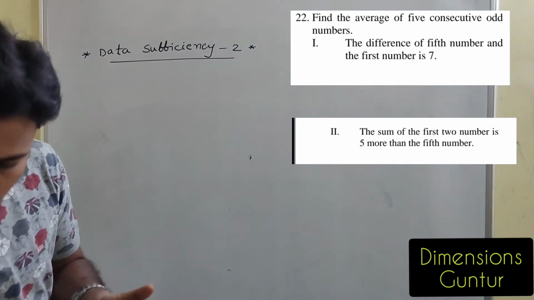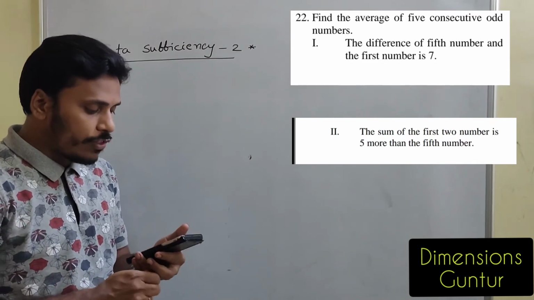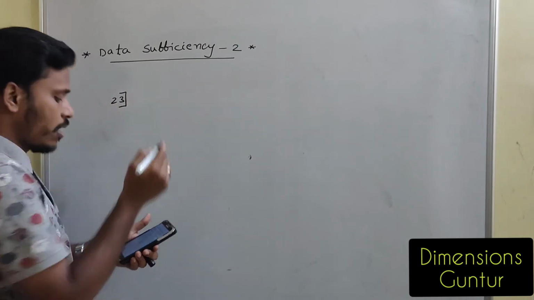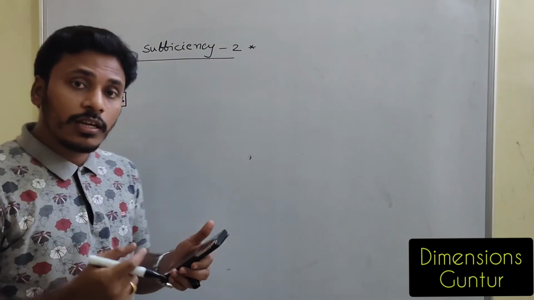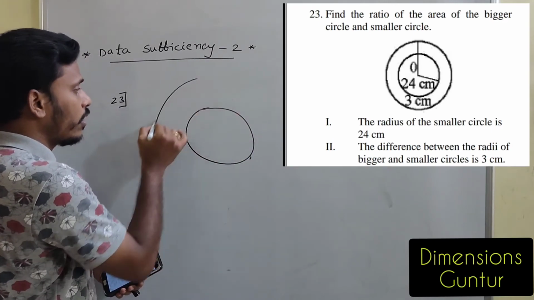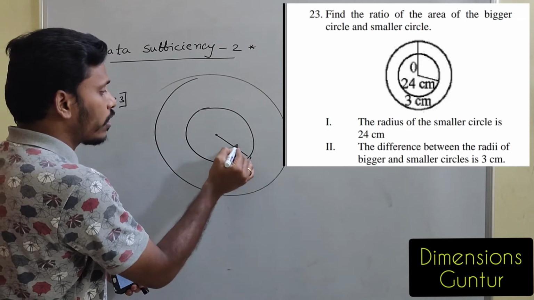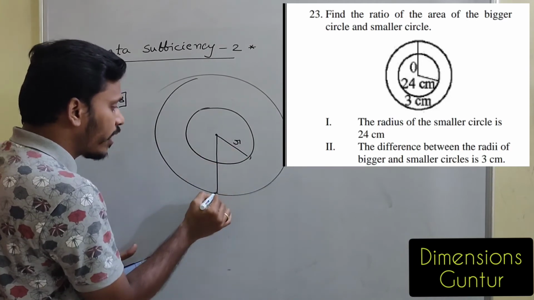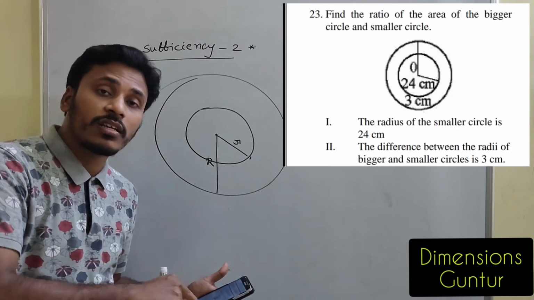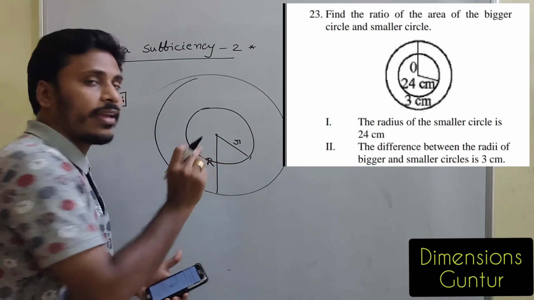Then think about the 23rd problem. Coming to the 23rd problem, we need to find the ratio of the area of the bigger circle and the smaller circle. Just look at this. We need to find the area of the bigger circle and the smaller circle. One diagram is there, one circle, the smaller circle, and the other circle, the larger circle, and the radius of the smaller circle is small r, whereas the radius of the larger circle is capital R. To find the area of the smaller circle and the bigger circle, it is enough if you know the values of small r and capital R.